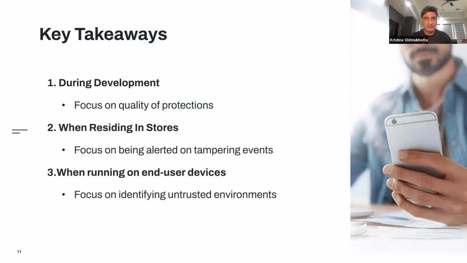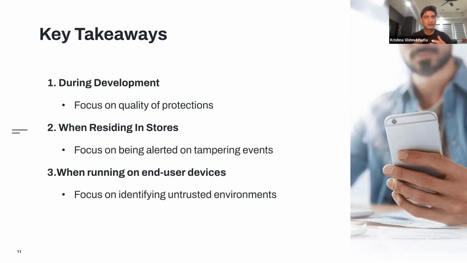In stores, ask your mobility team if they're the ones looking at it, or your SOC team. What happens if something goes wrong on the store? What happens if someone tries to reverse the app, tamper the app, repackage the app? Do you get alerted? Or what happens? How do you know? Third one, like I said, across your mobile app footprint, whether the app's running on your employees' devices or your customers', is it running in trusted environments?